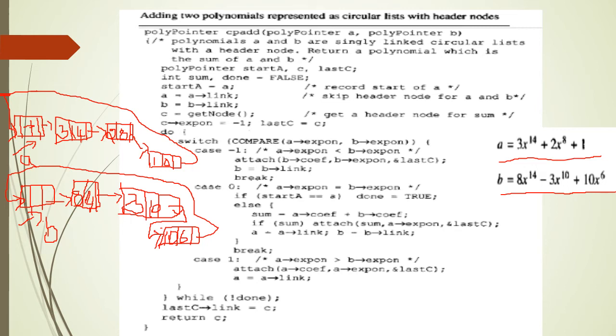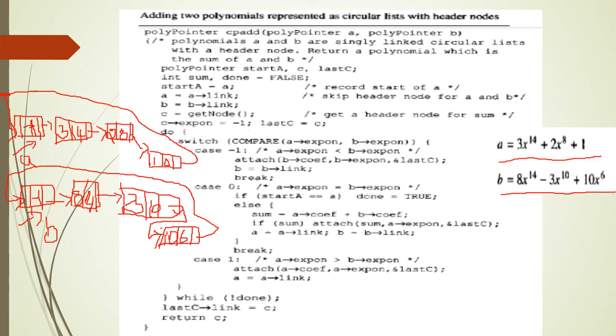So here this is the header node. First is the header node, then we have three nodes to store the three terms of the first polynomial. With the exponent field of a header node, we are storing the value minus 1. This is very, very important. So this is the polynomial A, this is the polynomial B. Even in polynomial B, the exponent field of the header node holds the value minus 1, because this is a circular singly linked list. You have to stop at some point after you consider all the terms of the polynomial.